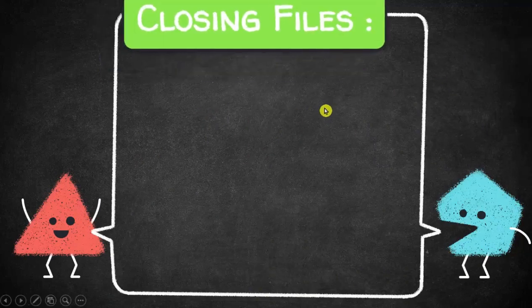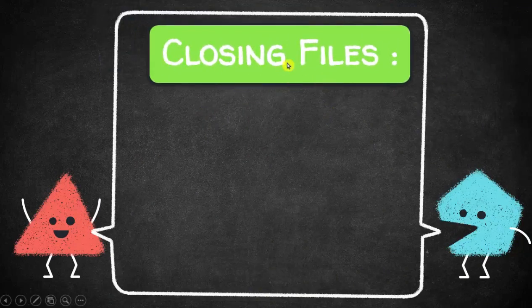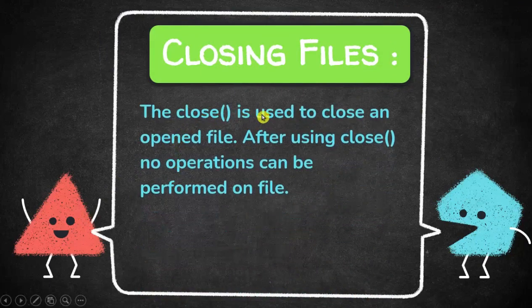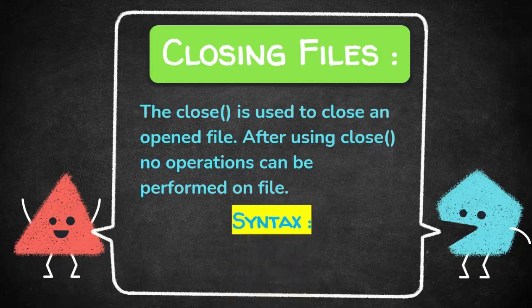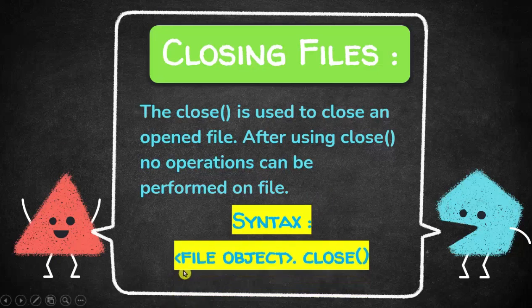This will be the last slide, in which we will learn how to close files. The close function is used to close an open file, because if we are opening a file, it is our responsibility to close that file as well, for security purposes. After using the close function, no operation can be performed on the file, and when we close that file, after that we will not perform any operation on that file. Now we will see the syntax. What will be the syntax? We will write the file object, then we will write dot, then we will write close.